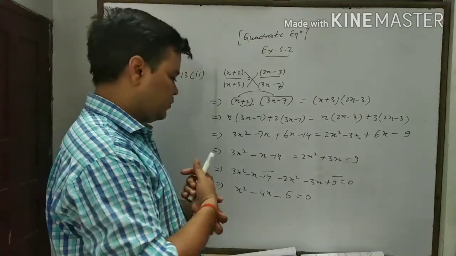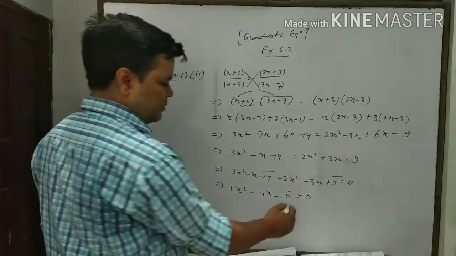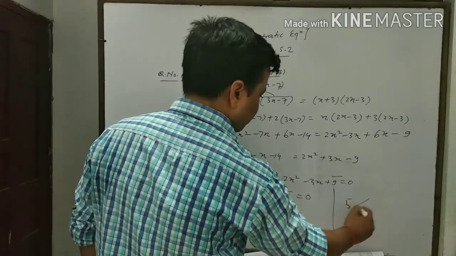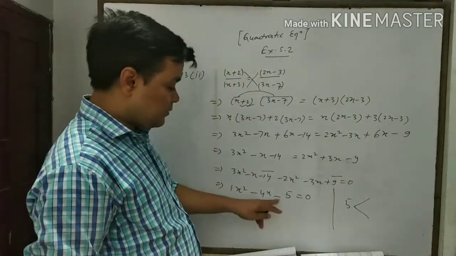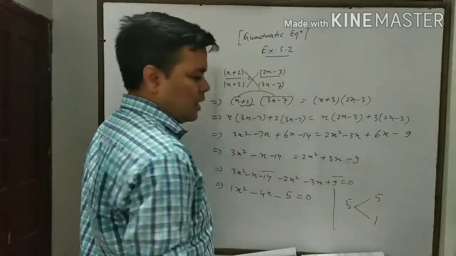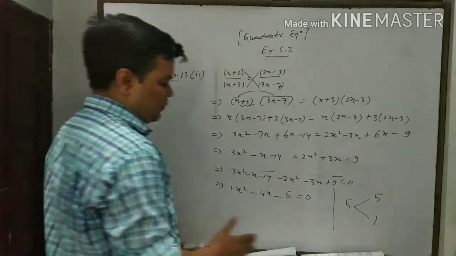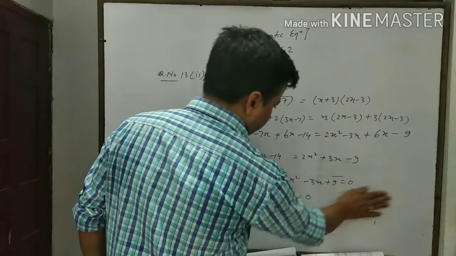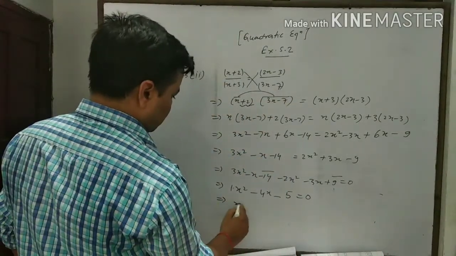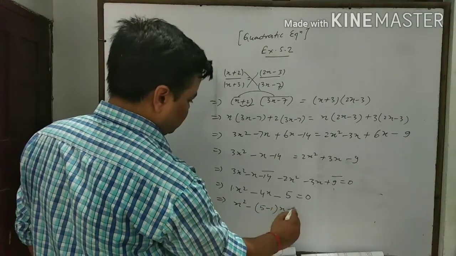Now what do we do? We just multiply A and C. A here is 1 and C is minus 5. 5 times 1 is 5. It means 5 is to be broken into parts such that their difference should be 4. 5 can be written as 5 into 1 and the difference of 5 and 1 is also 4. It means at the place of 4 we can write 5 minus 1. So here x square minus, at the place of 4 we can write (5 minus 1) into x, minus 5.